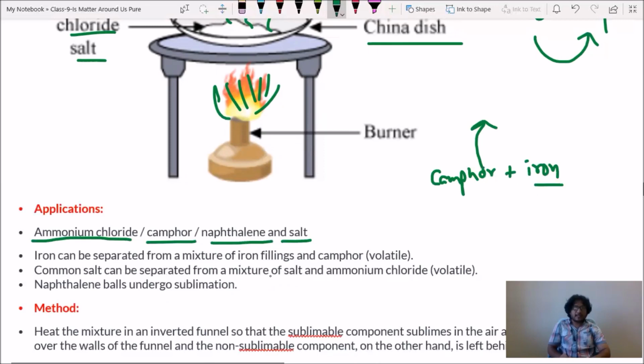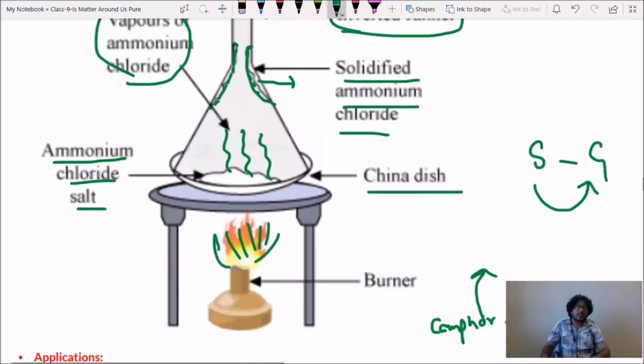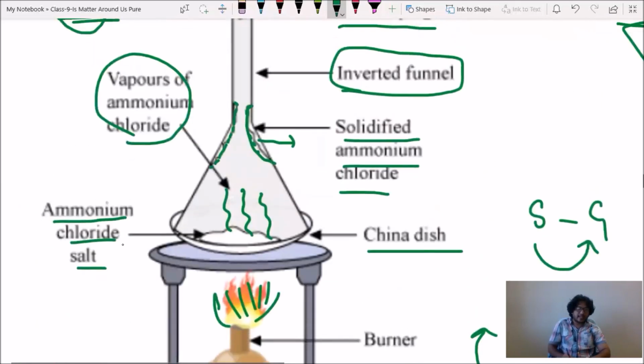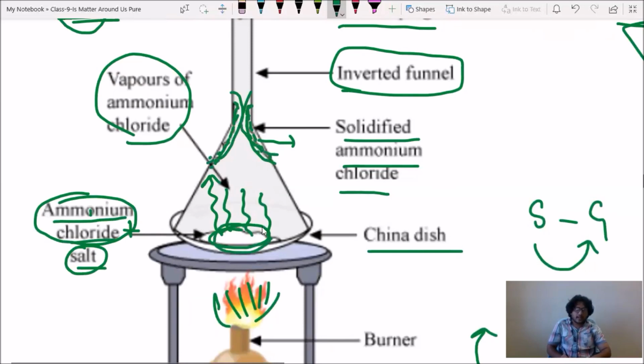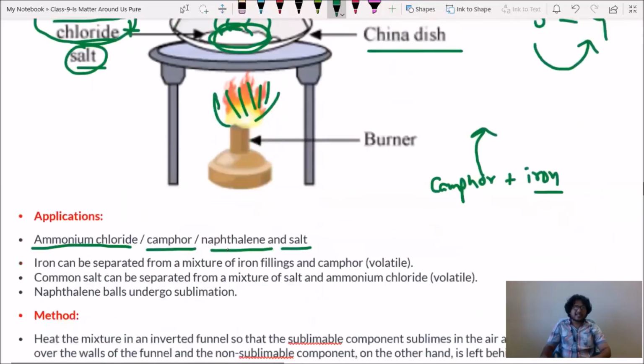Common salt can be separated from a mixture of salt and ammonium chloride. This is the experiment you need to understand: ammonium chloride plus salt. If both are mixed together, how do you separate the ammonium chloride and how do you separate the salt? If you heat it, all the ammonium chloride will rise up and only salt will be left, and the ammonium chloride, after becoming vapor, when it is cooling, will automatically become solid. So here you can collect ammonium chloride, here you can collect salt, like that they can be separated.